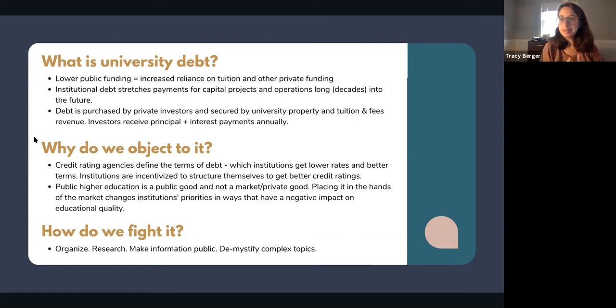There are lots of other reasons to object to university debt, but this is the big one, that it changes the priorities of institutions. And so how do we fight it? We're going to go more into that the rest of tonight, but to summarize: organize, research, make information public, and demystify complex topics. That's what our group is trying to do.